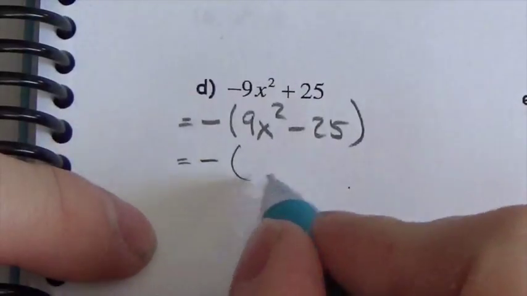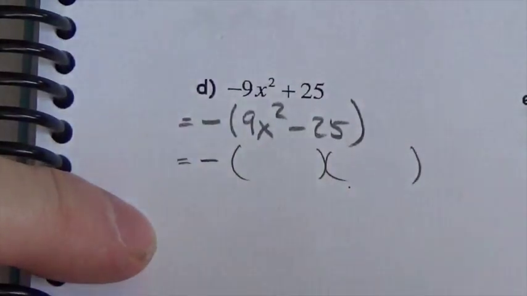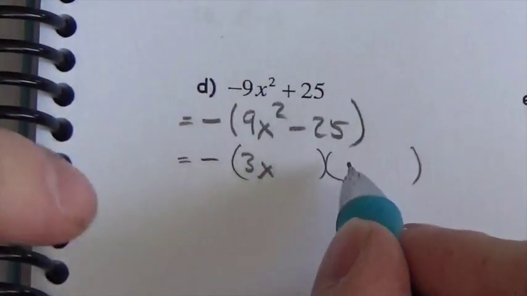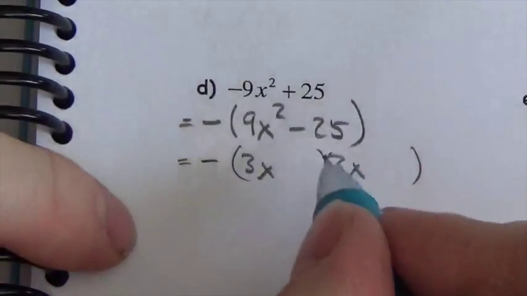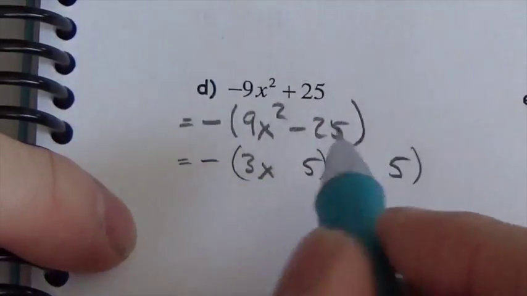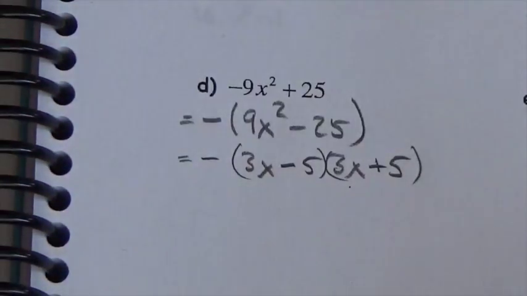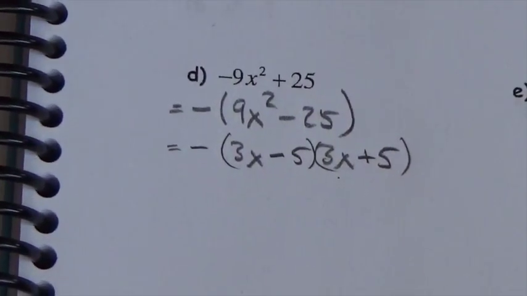So negative, now this is going to break apart into a difference of squares because the square root of 9x squared will be 3x. Then the square root of 25 is 5. And then because it's a difference of squares, I put a minus sign there and a plus sign there. So there, those are my conjugates.